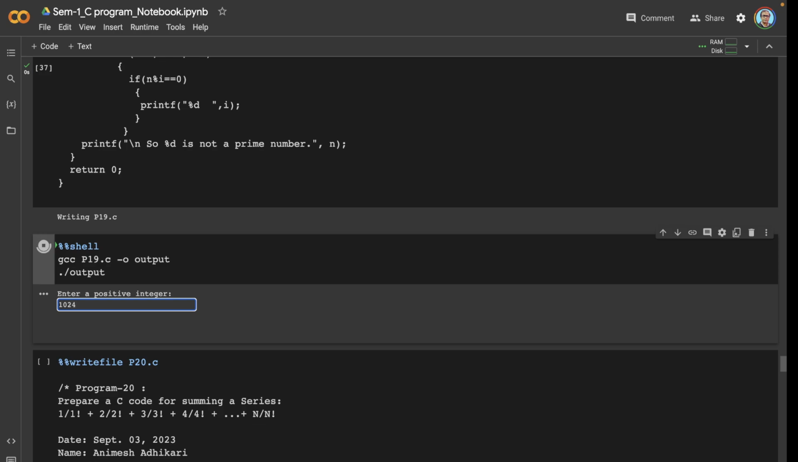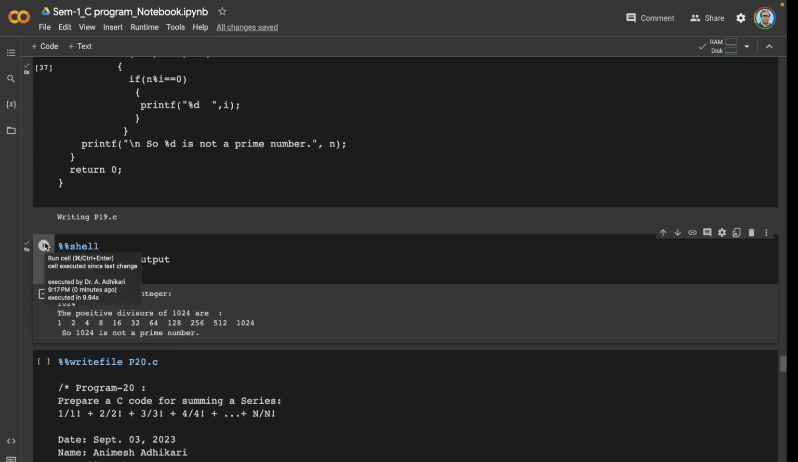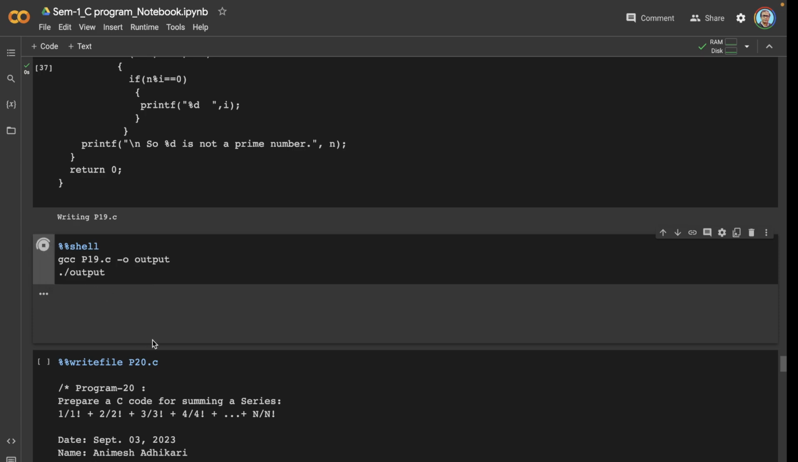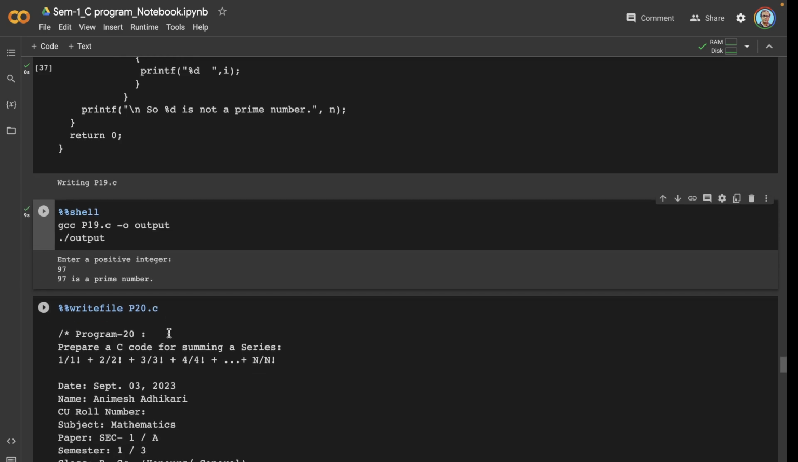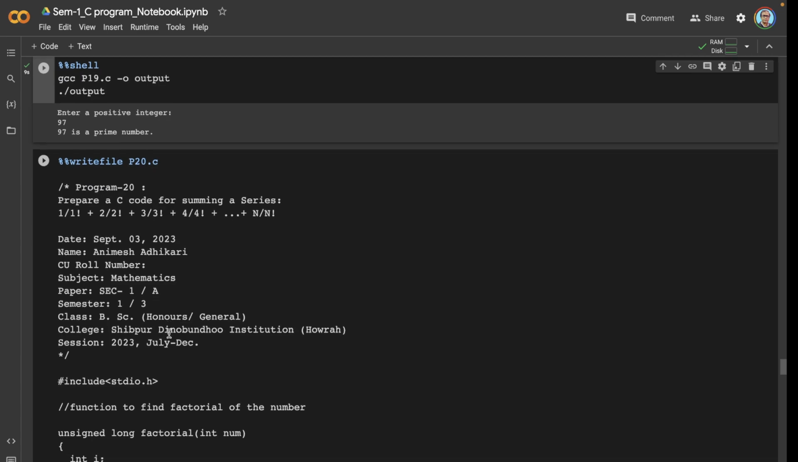124. So the positive divisors are these, so obviously it is a non-prime. It is not a prime. Next, again compile this. Suppose this one is 97. 97 is a prime number. There are no divisors.